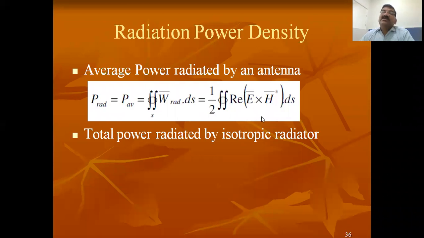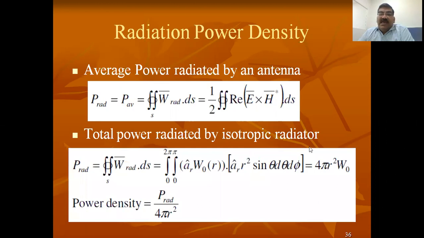What does the Poynting theorem say? It says that the electric field, magnetic field, and direction of propagation are perpendicular to each other. This is the electric field, this is the magnetic field, perpendicular to each other, and this is the direction of propagation. This is the simple statement of Poynting.